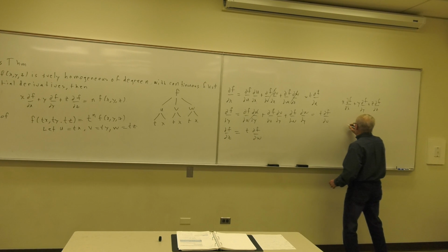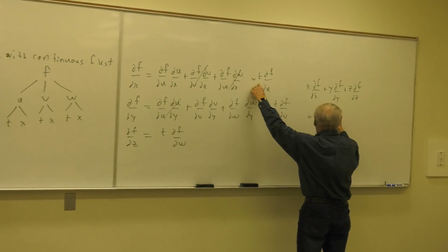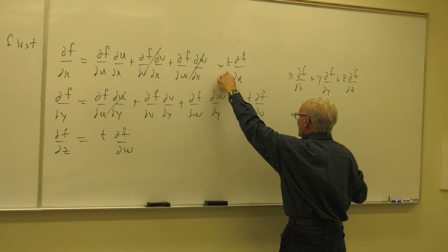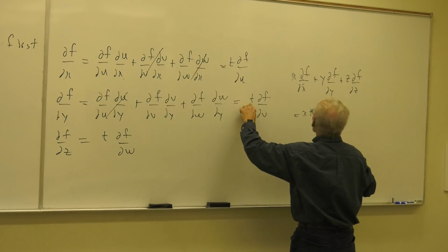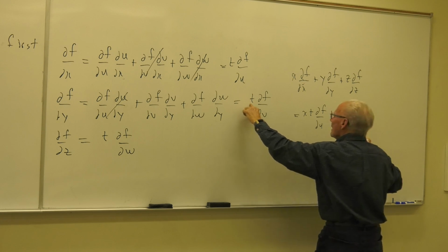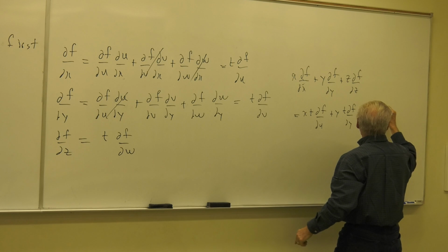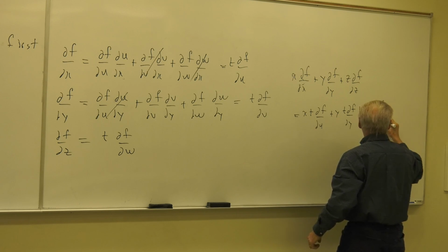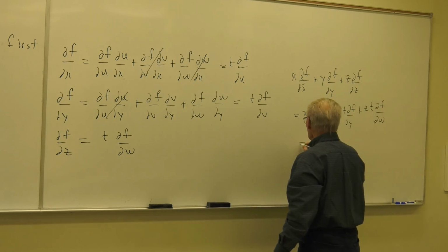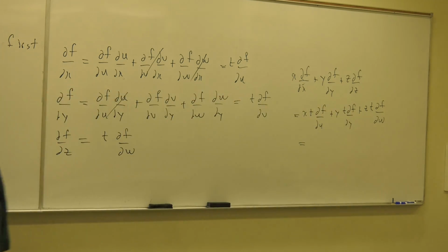Right? What's it equal to? Equal to x t ∂f/∂u, y times this one, y t ∂f/∂v, this one plus z t ∂f/∂w. Right? What's that equal to? Okay, so we formed that.